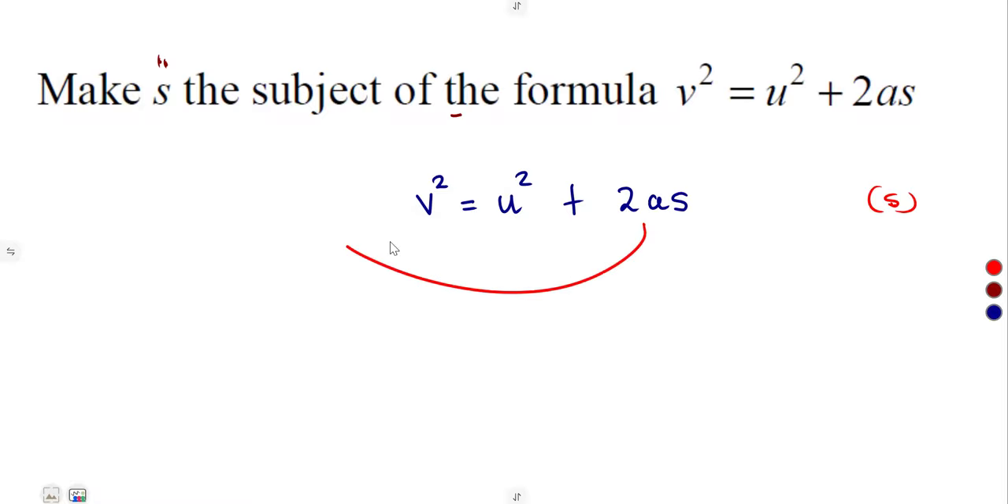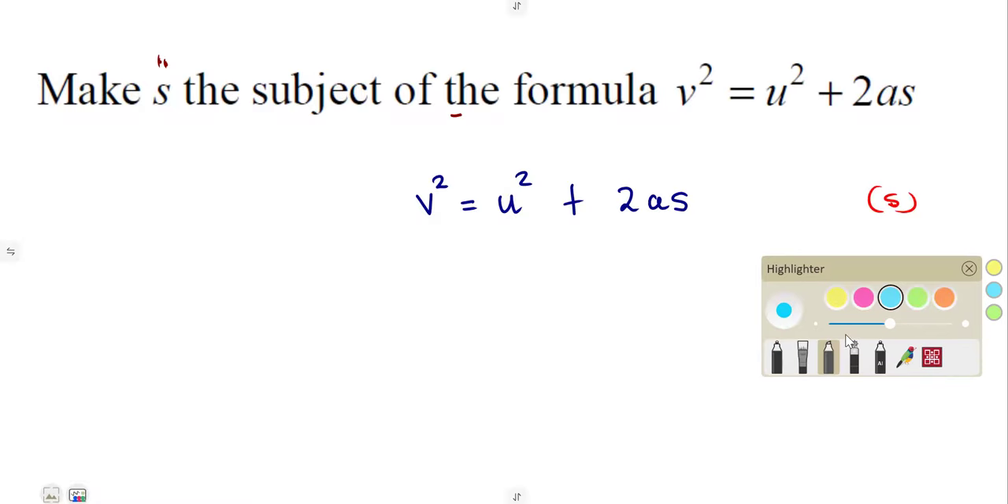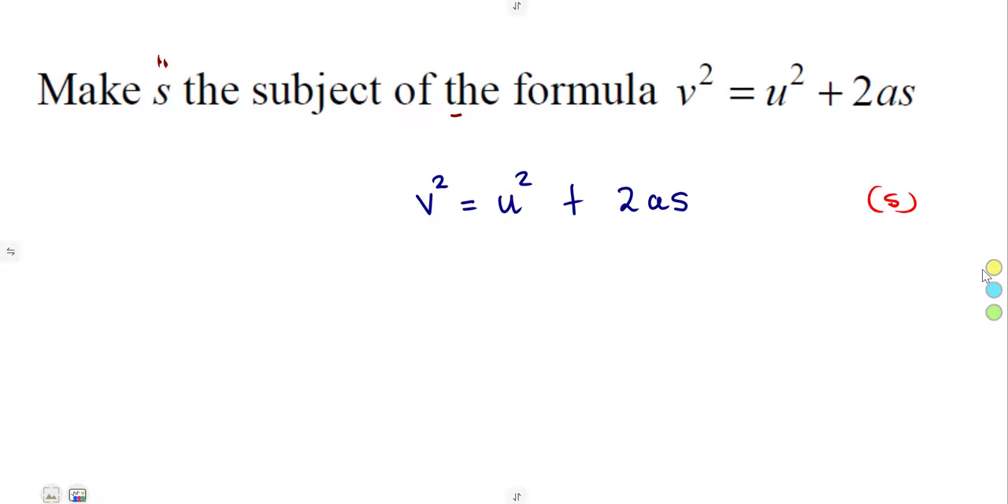So are we going to take this? It is having a positive, guys. Taking this side makes it a negative. Just leave it on the right-hand side. It's already a positive. So there is 2AS, a single term that we have there. All terms which contain S must be on one side. Is there any other term? No. So it's either we take this term to this side, then we take V squared to this side. It is your choice. Or just leave it as it is because it's already positive, guys.